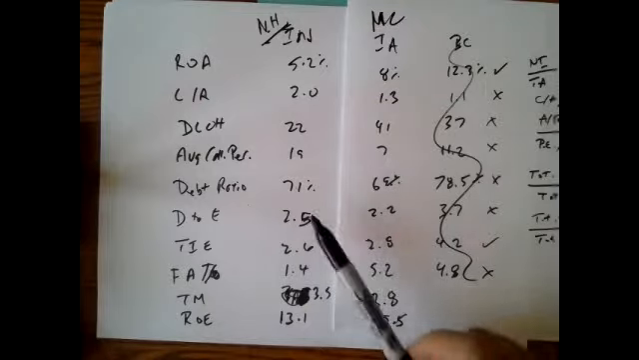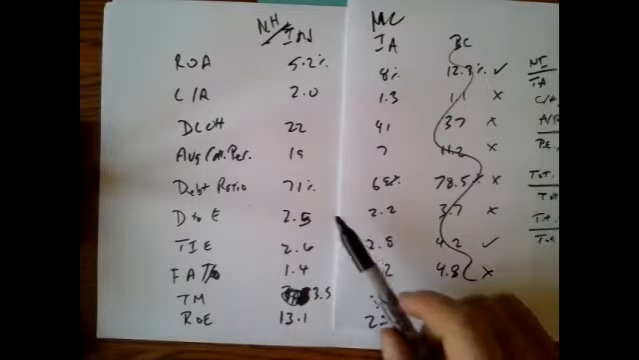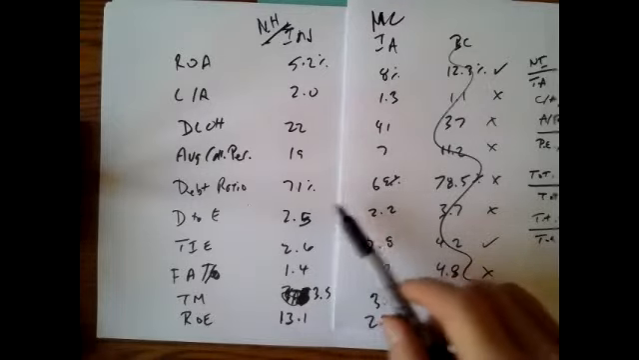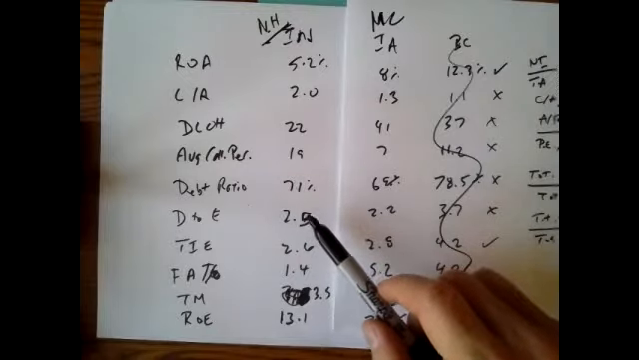Debt ratio is slightly higher for a nursing home, but not that much different, because they both use a lot of debt, but for different reasons, right? A nursing home uses its debt to finance all those fixed assets that it has.